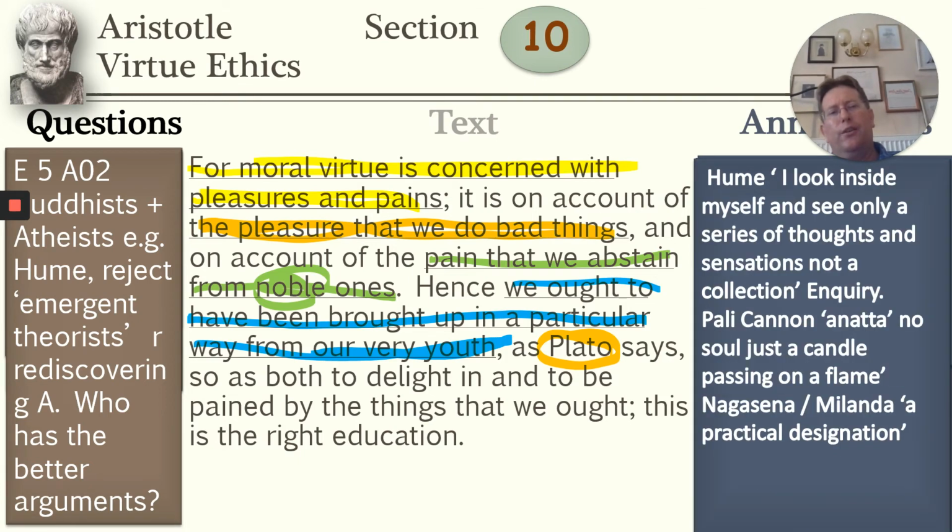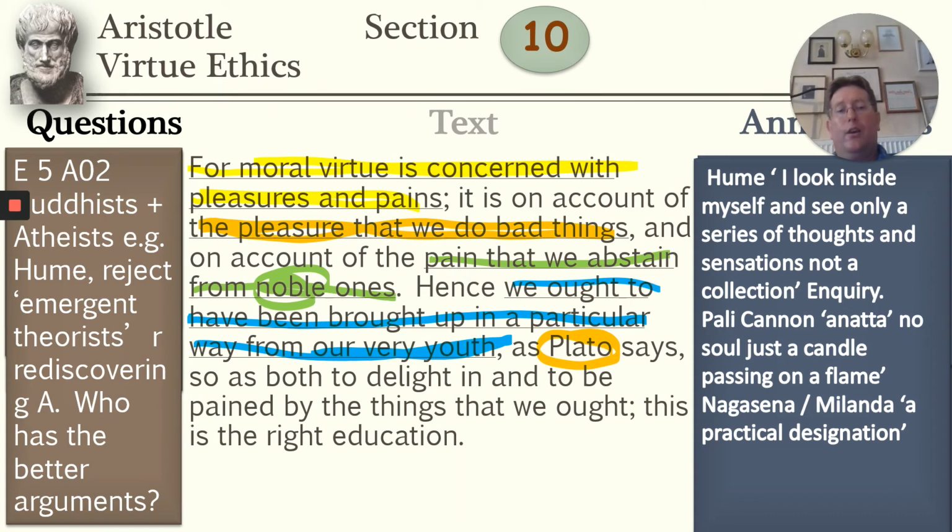So Hume says when he looks inside himself, he sees only a series of thoughts and sensations, not a collection. And in the Pali Canon, particularly in the Dhammapada, you read about anatta, no soul. And the Buddha describes what is rebirth. It's just like a candle passing on a flame.